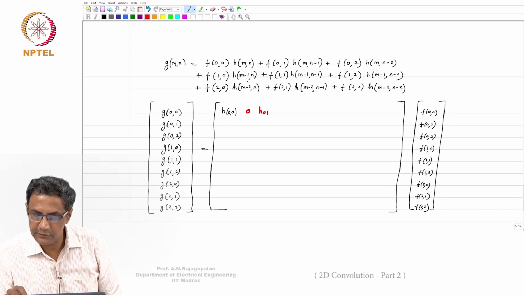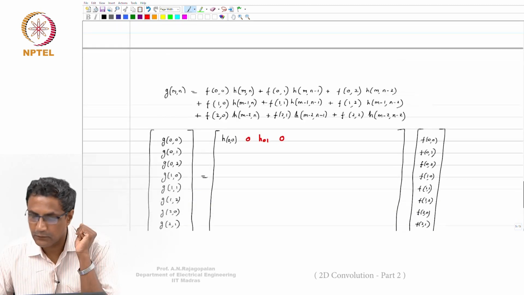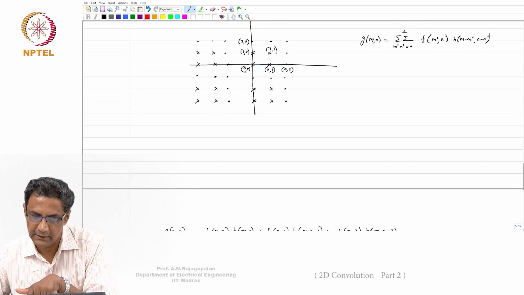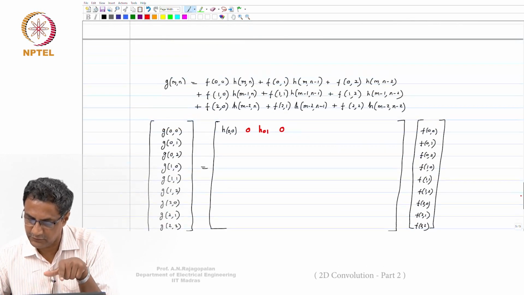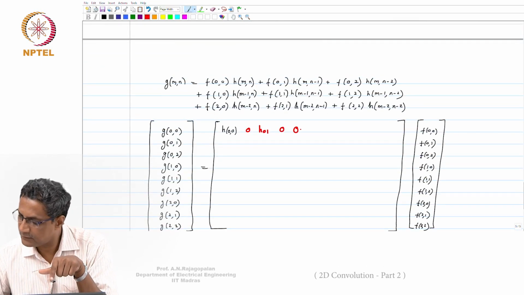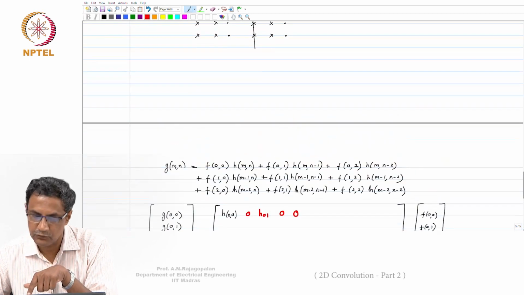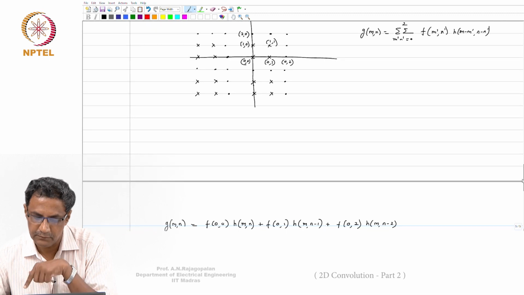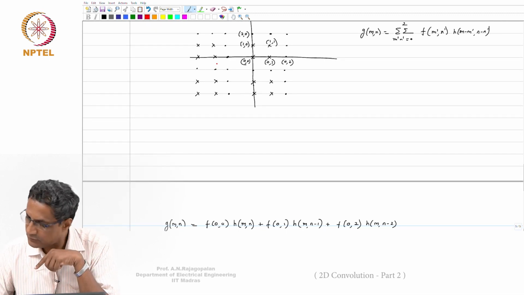So what is multiplying F10? H minus 1. What is this? H minus 1, 0. And then what is the next one? So minus 1 comma minus 1. So if you can kind of see quickly, tell me what is minus 1 comma minus 1, that is also 0. And then what about the next one, minus 1 comma minus 2. So minus 1 is here, minus 2 is here, no? Minus 2 will be here. So that is also 0.